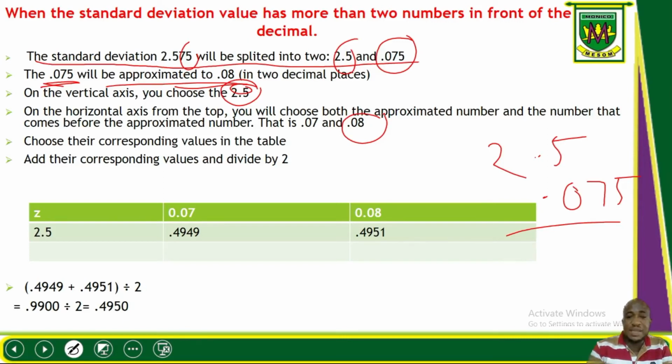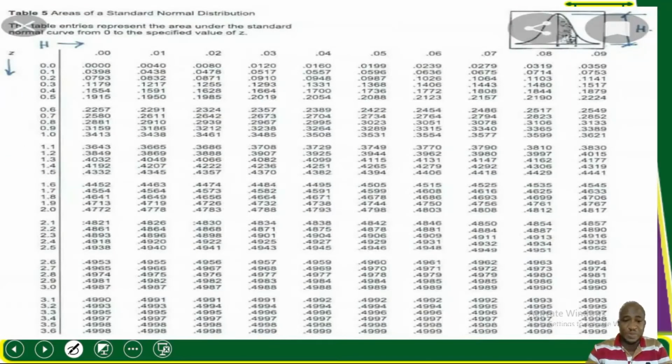The number that comes immediately before the approximated number will be 0.07. So you choose these 2 numbers. You will check their corresponding values to the 2.5 from the vertical side, and add and divide. You remember that procedure? Okay, so let's go to the table. Before the table, I said the last but one step will be to choose the corresponding values, and you add the values, after which you divide. Now let's go to the table and see the practical aspect.